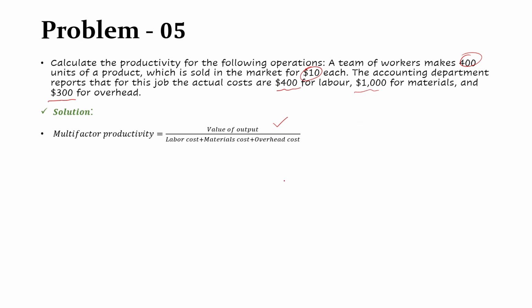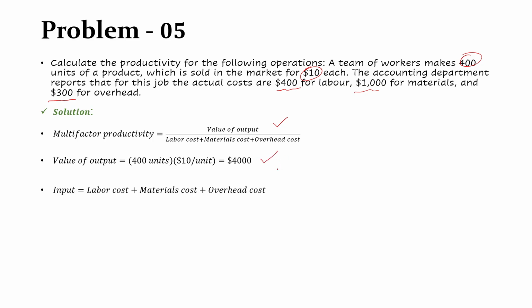First, we calculate the value of output. We know that there are 400 units and each unit can be sold for $10. So the value of output is $4,000. The input value is the sum of labor cost, material cost, and overhead cost.